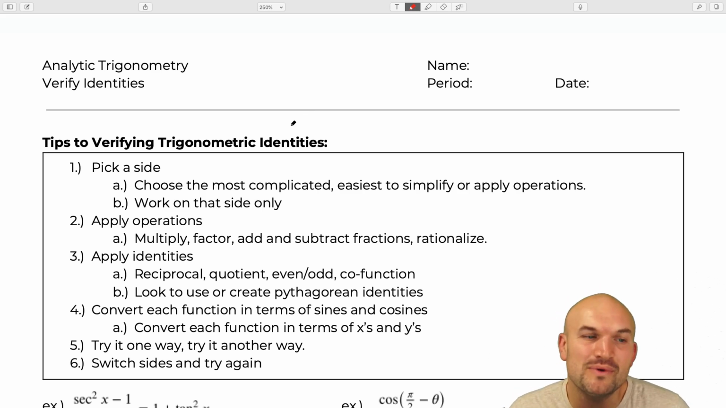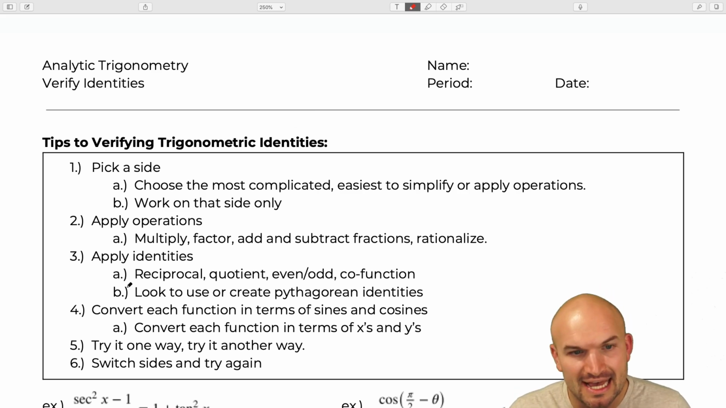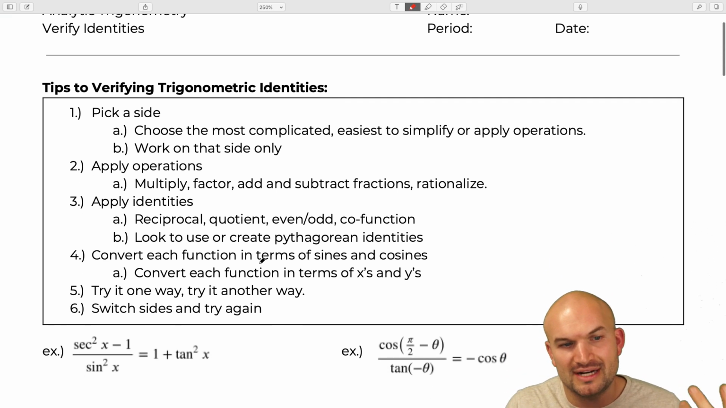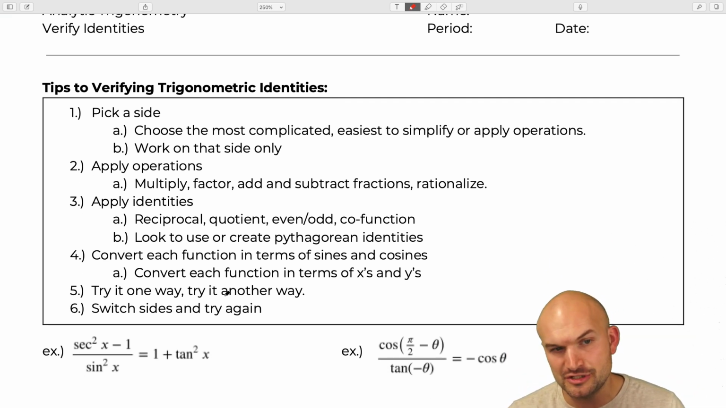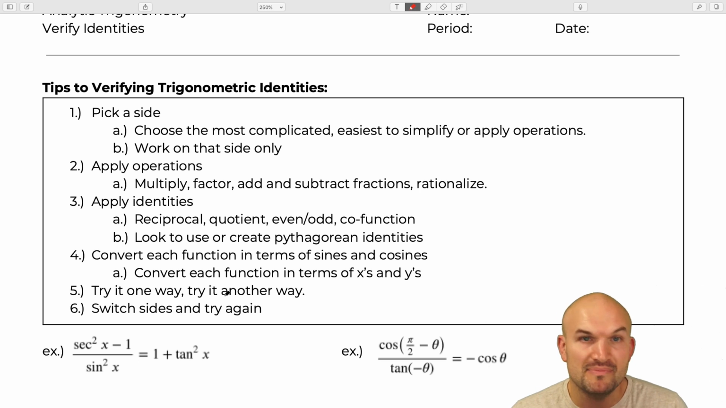In this video, we're going to work on verifying identities. If you were to look at any textbook or any notes online as far as verifying identities, you'll probably find these tips there. They're very common, very similar tips that anybody would want to follow when you're verifying identities.